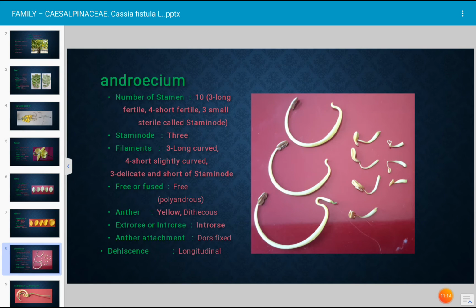Anthers are yellow, dithecous. Introrse, they are facing the central axis of the flower. And dorsifixed: the attachment of the filament is to the dorsal side of the anther, hence it is dorsifixed attachment. How is the dehiscence? Natural split opening of the anther takes place after complete maturity of the pollen grains, that is dehiscence. Longitudinal dehiscence occurs in the anther of Cassia fistula, family Caesalpiniaceae.